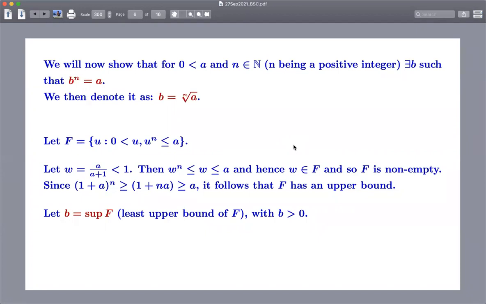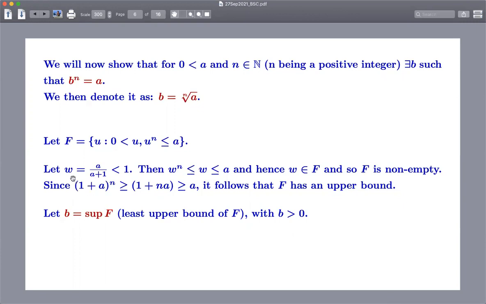Once we do that, then we can start with the supremum and then try to argue that that supremum is essentially the number we are looking for. Okay. There can be many approaches to this, by the way. You are welcome to try a different proof.